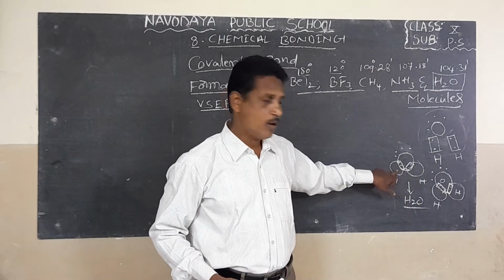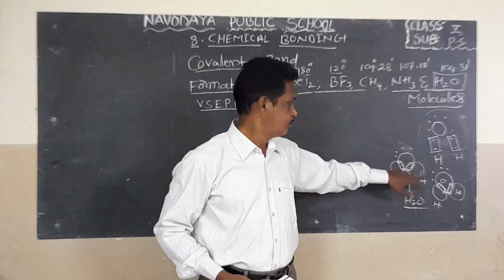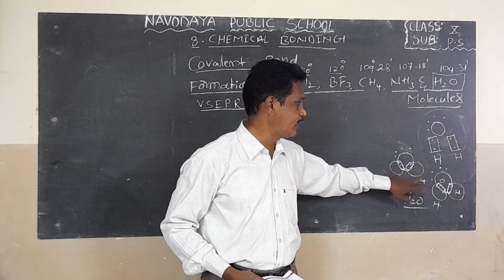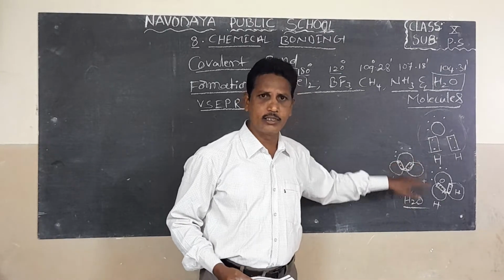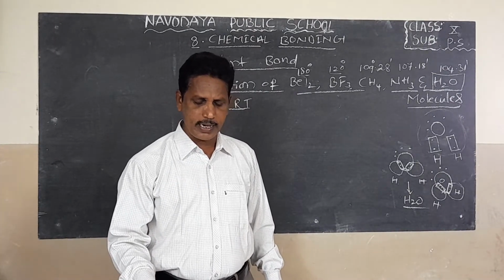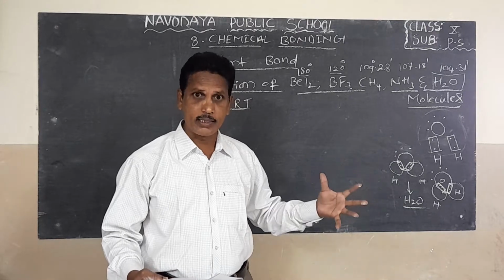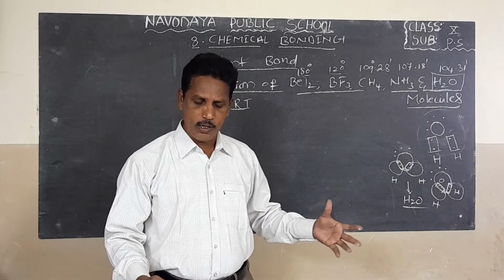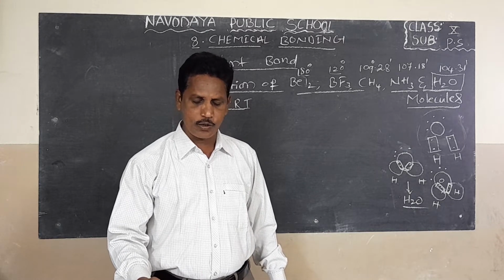But these two bond pairs are attracted by two nuclei. First one hydrogen, next one oxygen. This other bond pair of electrons is also attracted by two nuclei, first one hydrogen, another one oxygen. Lone pairs of electrons are attracted by only one nucleus, whereas the bond pairs are shared by two nuclei.